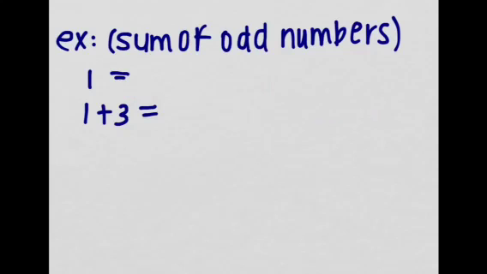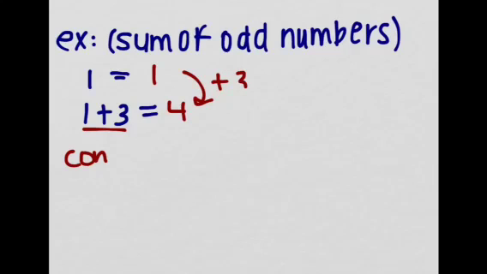Okay? So, for example, we're going to look at the sum of odd numbers. So if we just have 1, the sum is equal to 1. If we have 1 plus 3, the sum is equal to 4. Now, I might make a conjecture looking at these patterns, right? It's hopping or adding 3.